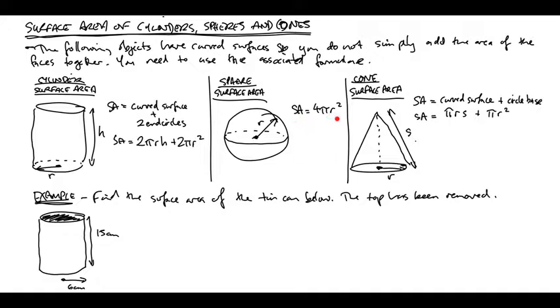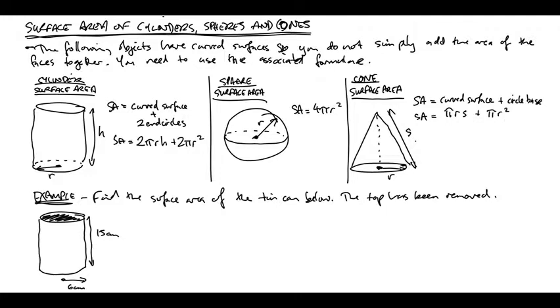There's no special explanation for the sphere. You could look it up if you wanted to. The sphere surface area, just plug it into that formula there. With a cone, the curved surface area is going to be pi times r times by s, and then you need to add the circular base as well.